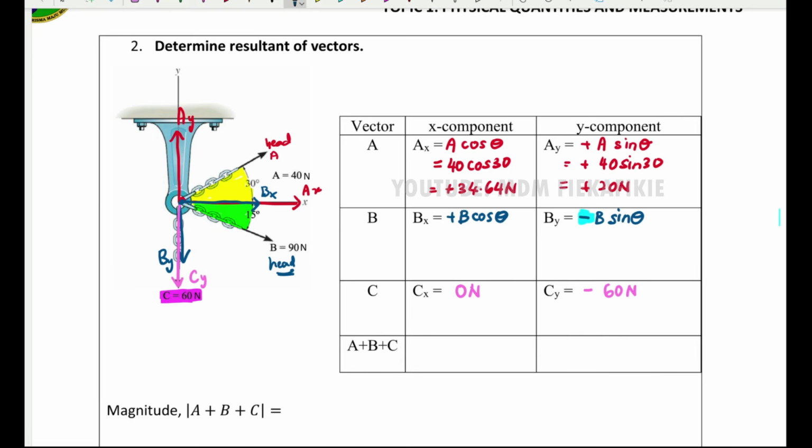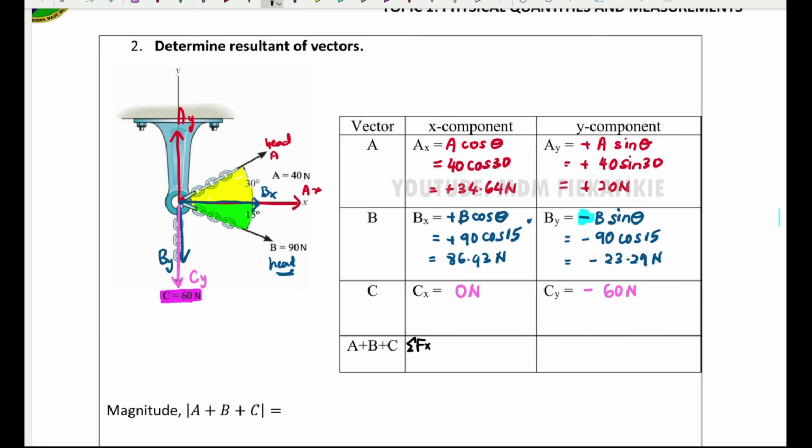And then for part B, okay, you have net positive, right? Okay, B dia bagi 90 Newton cos 15 degree. Okay, and then you're going to have 86.93 Newton. And then for BY is negative 90 sin 15. And then you akan dapat negative 23.29 Newton. Okay, sekarang kita nak kira total.